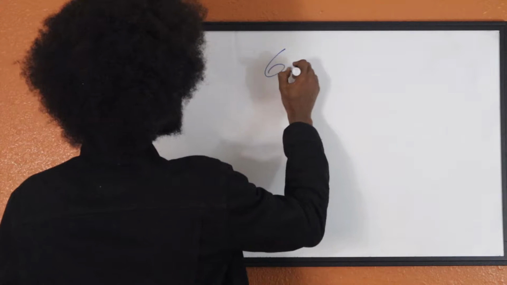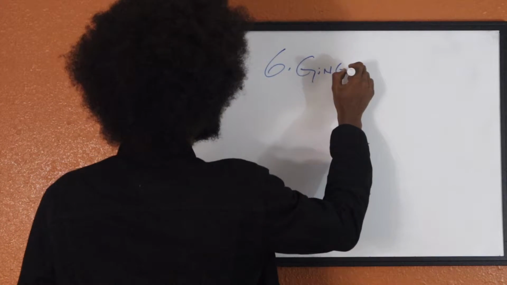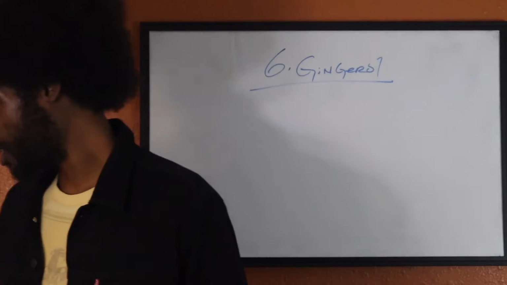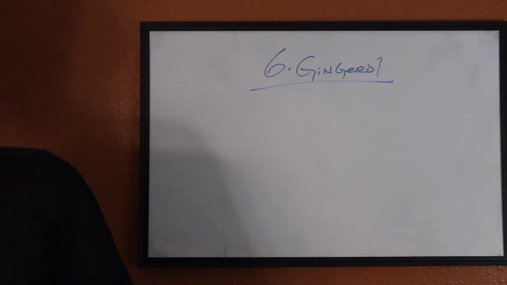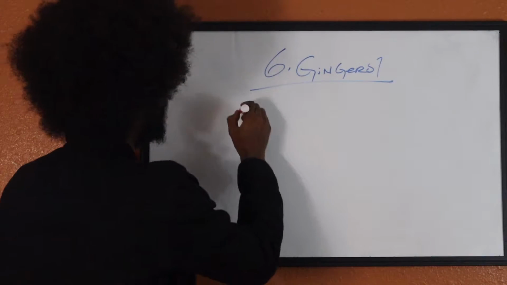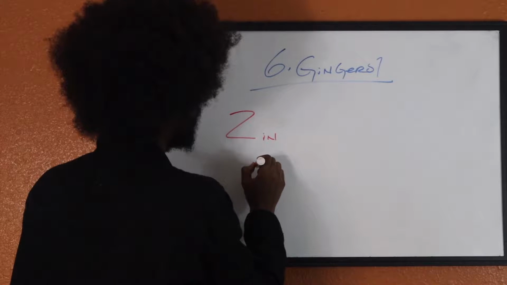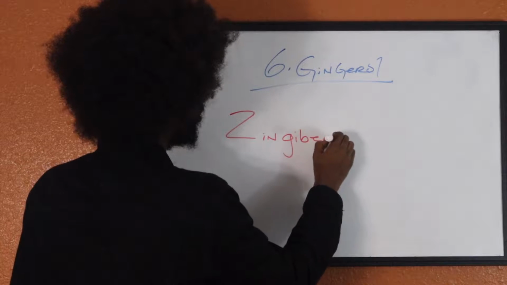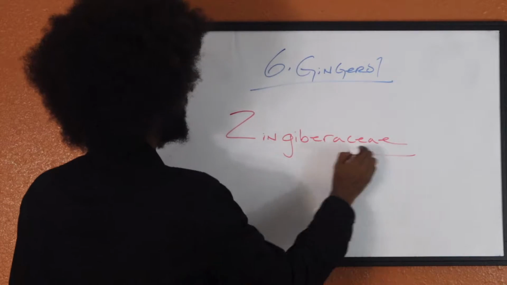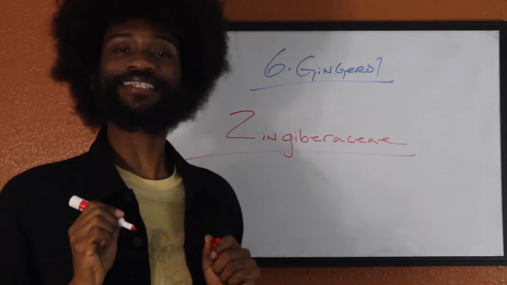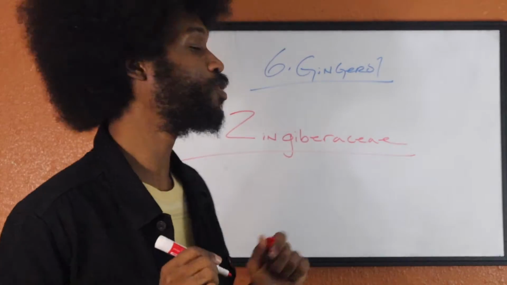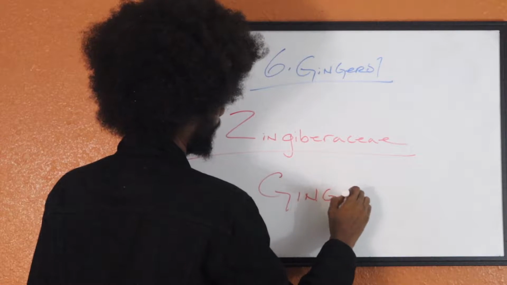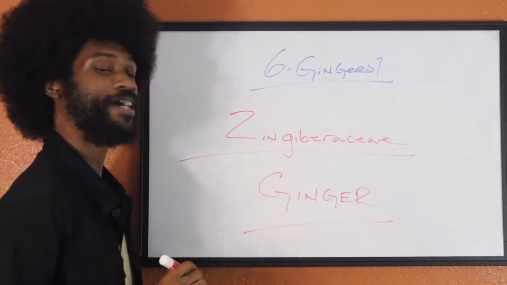Now we're gonna get into 6-gingerol. All right, so 6-gingerol is a beast. You know what 6-gingerol comes from? It comes from Zingiberaceae. Zingiber. What are we talking about? We're talking about ginger. All right. The root, ginger.